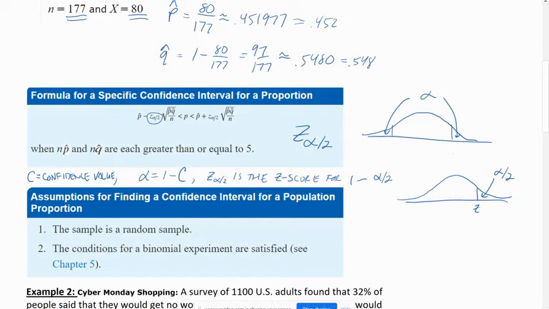And so if we say c is our confidence value, meaning if we want 90% confidence, or 95% confidence, that would be c, c for confidence. And then alpha is always 1 minus c. And then z sub alpha over 2 is the z-score for 1 minus alpha over 2, because that gets you all of this, which is what we want. Okay, so in order to use this, n times p hat and n times q hat must each be greater than or equal to 5. If not, then we need a larger sample.